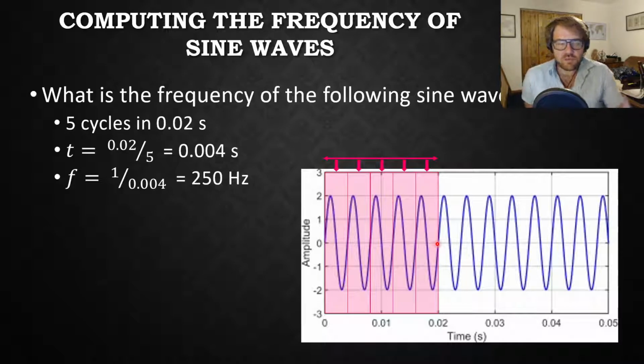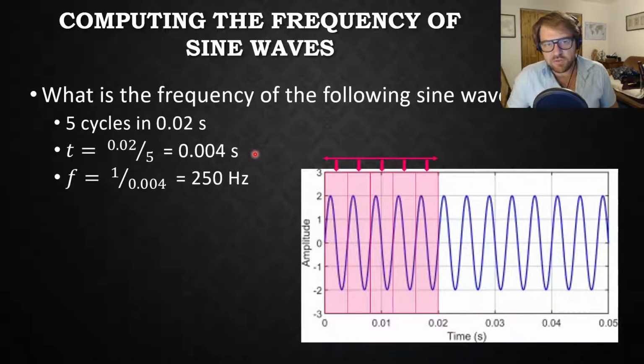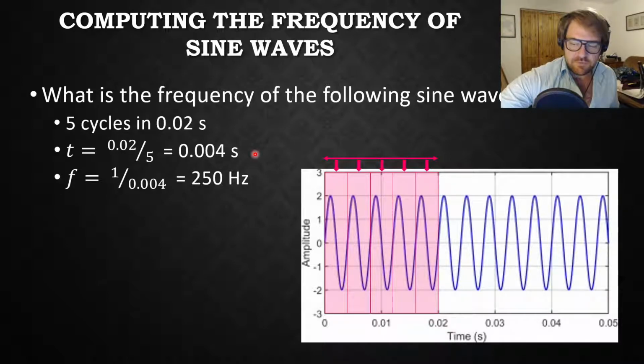To find that out, we're going to divide the amount of time it took to make 5 cycles by the number of cycles. So we're going to take 0.02 divided by 5, and that gives us 0.004. Okay, if you followed why we divided 0.02 by 5, don't listen to what I'm going to say now. But if you're a little bit confused about why we divided 0.02 by 5, then do keep listening.